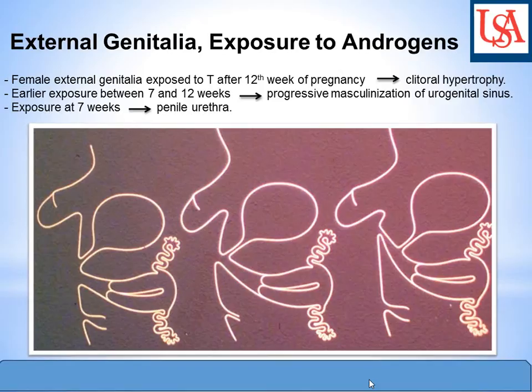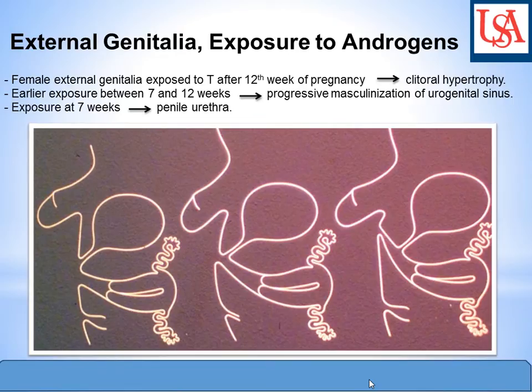So you might ask me, is it a matter of amount of hormone or is it a matter of time? It is both. It really depends on both of them. If you expose a female to excess androgen before 7 weeks, you have a penile urethra. If you expose her after 12 weeks, you have clitoral enlargement. If you expose her between 7 and 12, you have basically a situation in between the two.